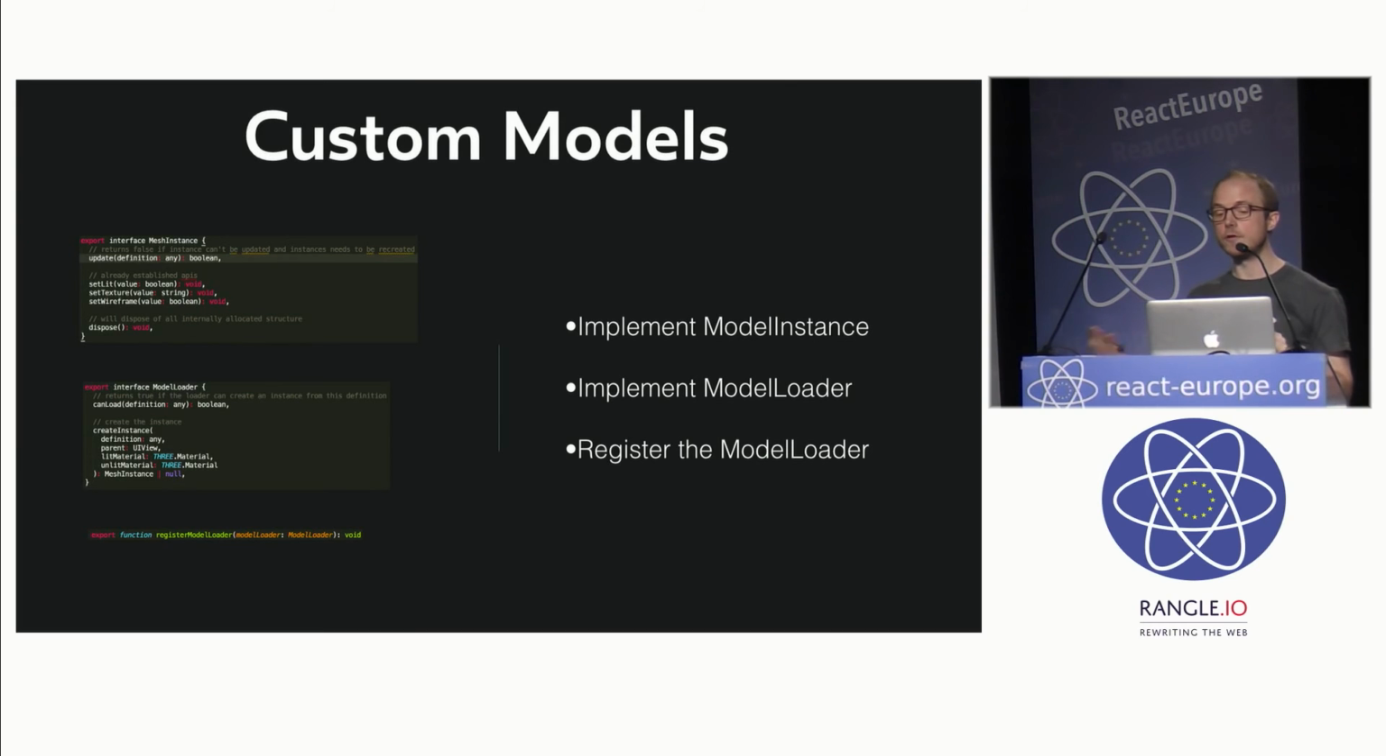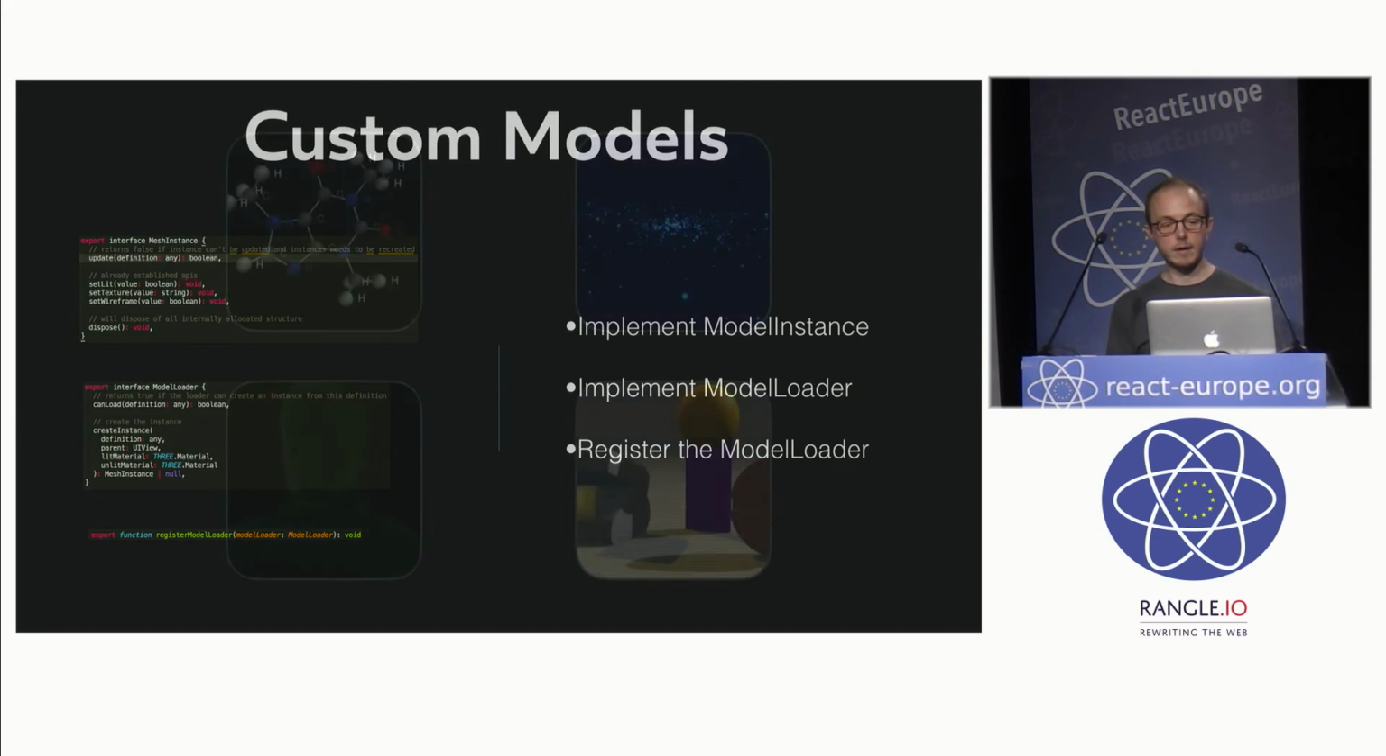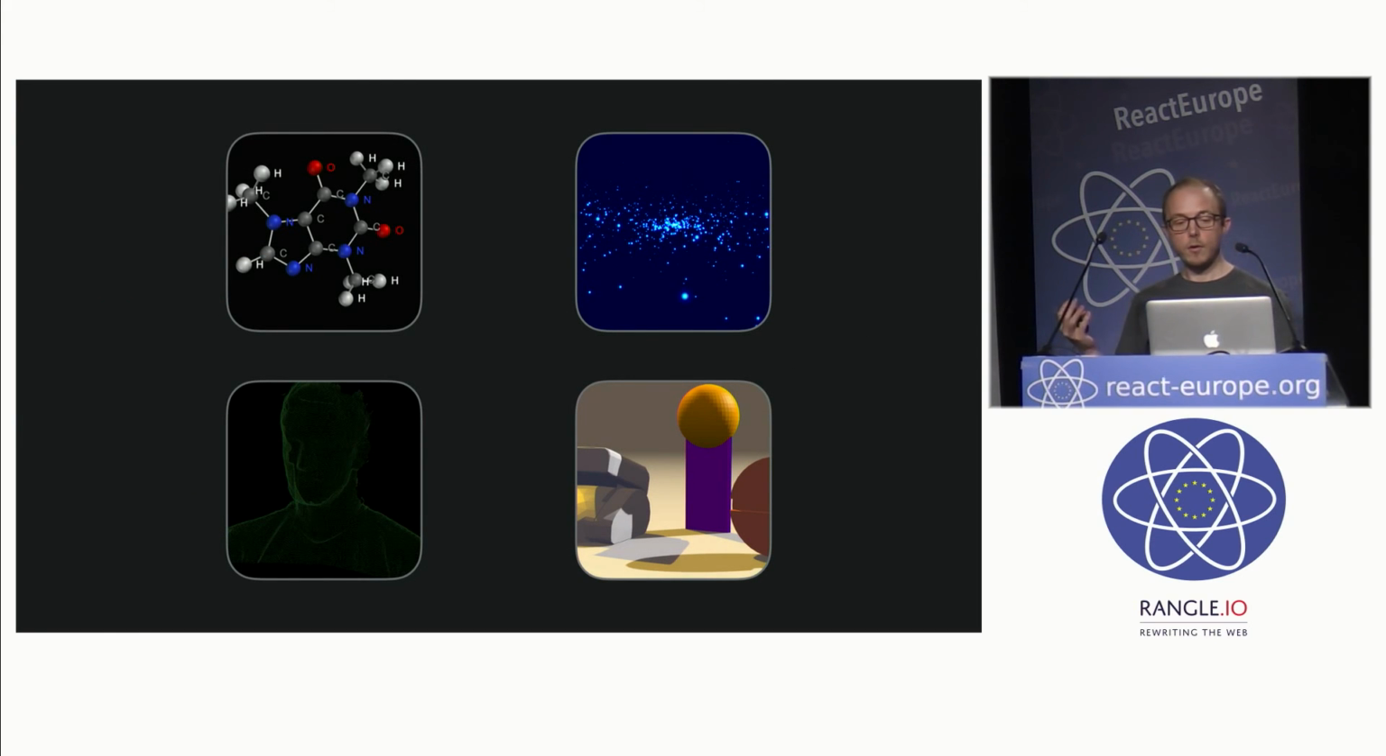And here are the steps. First, you implement a model instance that obeys a Flow interface. The model instance is responsible for looking after the mesh used by Three.js. Next, you implement the model loader, and again, a Flow interface is used to ensure that this is correct. A model loader is registered and is responsible for creating an instance based on the source attribute of the model component. These interfaces are enough to create some fantastic functionality, as I'll show you. So all these could be supported with React VR by following the instructions on the previous slide.